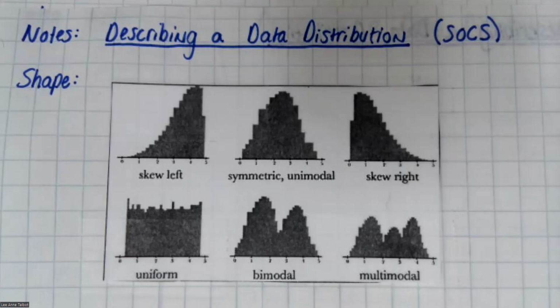Now I need to explain the skew left and skew right. Uniform is pretty easy. I like to think about that as when you cut your grass in the yard, it's kind of levelish, but not perfect.